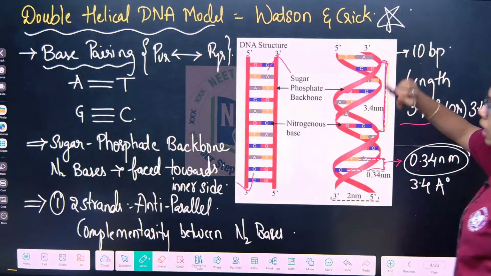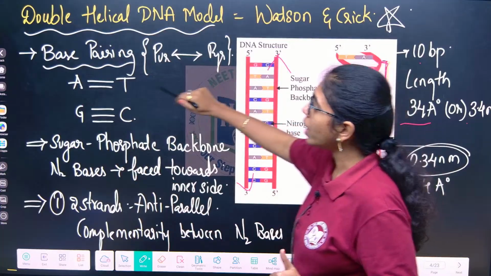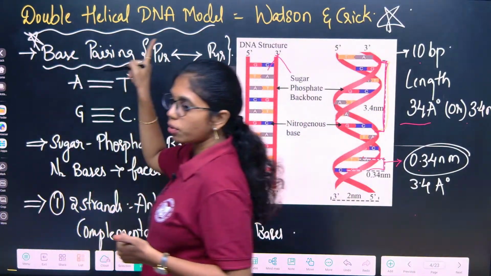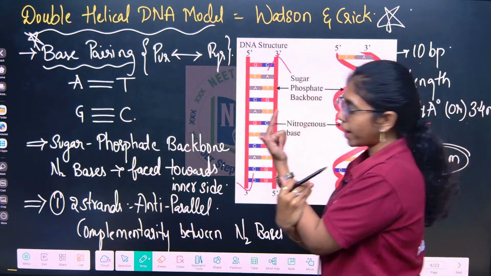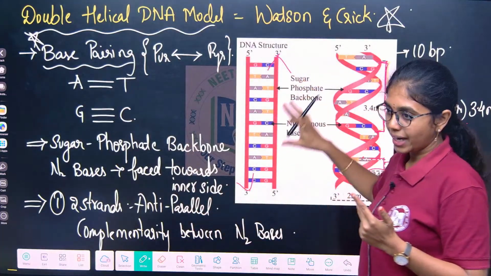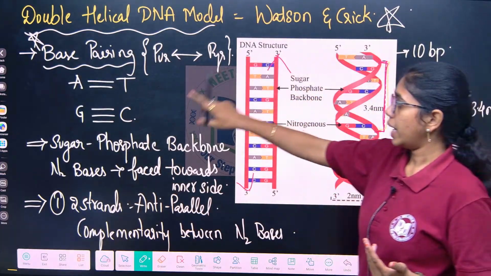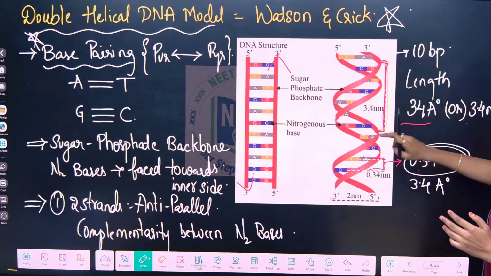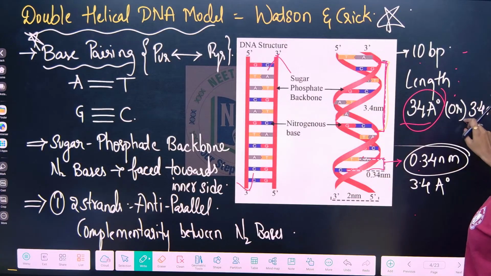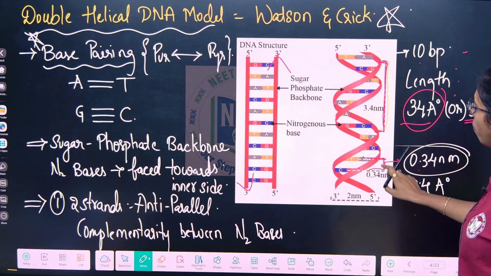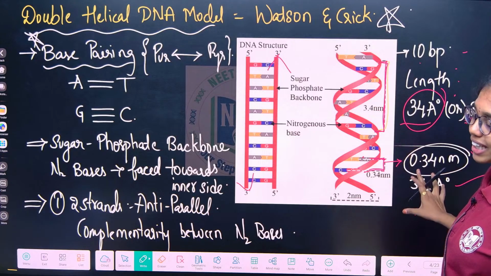Most important points, beta. Let us recall once quickly. First thing is, the hallmark of their propositions is what? Base pairing. Base pairing is the hallmark for Watson and Crick's model. The second point is sugar phosphate backbone. Third point is two strands run anti-parallel to each other, and fourth is the complementarity between the nitrogen bases, A to T and G to C. And then one pitch or one turn of DNA will have approximately 10 base pairs, with the length of 34 angstroms or 3.4 nanometers. Distance between two base pairs will be 0.34 nanometers or 3.4 angstroms. So, till here it is clear, right?